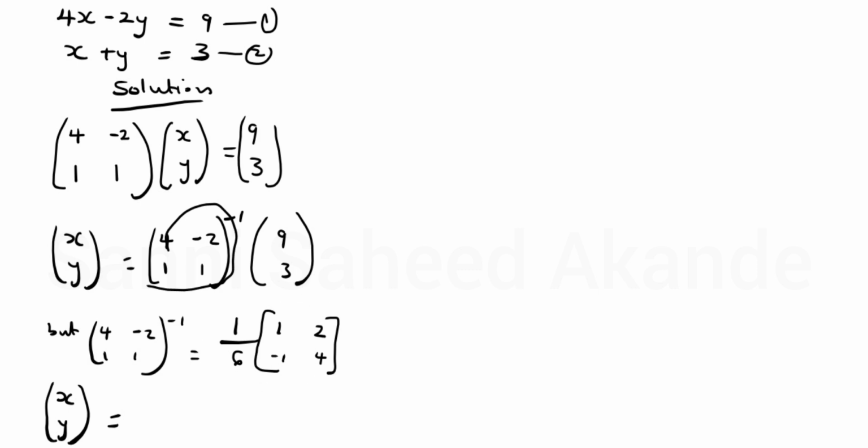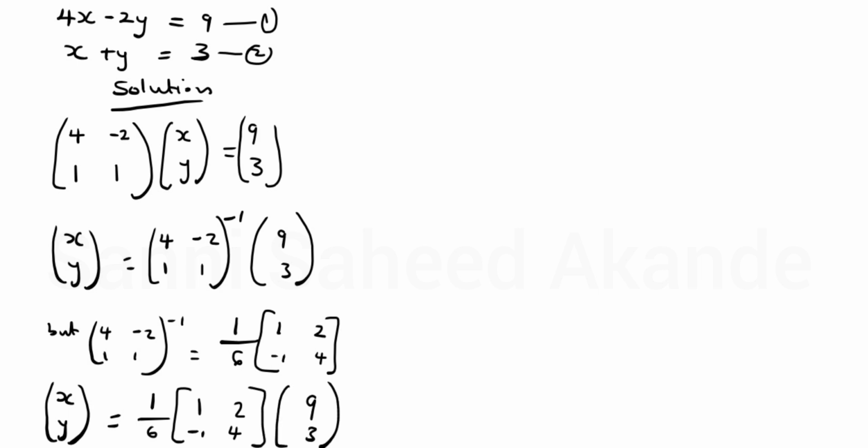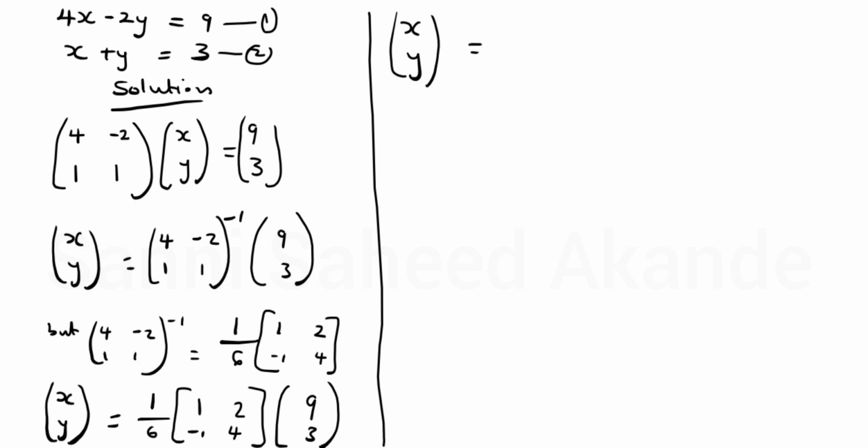We have 1 over 6, then multiply by 1, 2, minus 1, and 4. Okay, then multiply by 9 and 3. Okay, so let me divide this. So we continue. We now have x and y to be equal to 1 over 6. Then we are going to multiply these two matrices together, just like we did in the previous example.